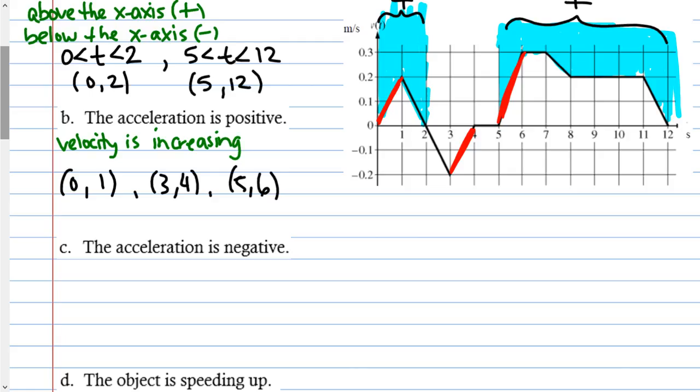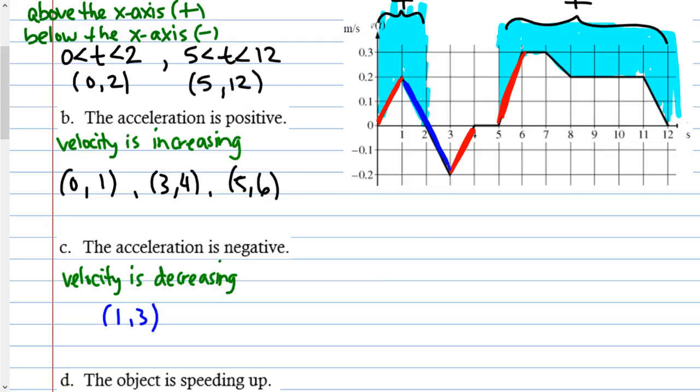All right, C. I'm looking for where the acceleration is negative. Since I just figured out where it was increasing, now I need to figure out where it's negative. So if I go down here, see this? This is negative. So that's from 1 to 3. Okay, velocity is decreasing when the acceleration is negative. So now I'll write it. So from 1 to 3.